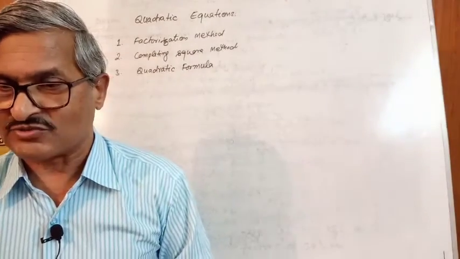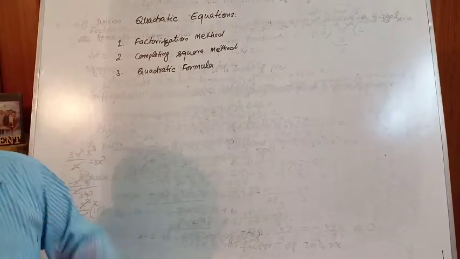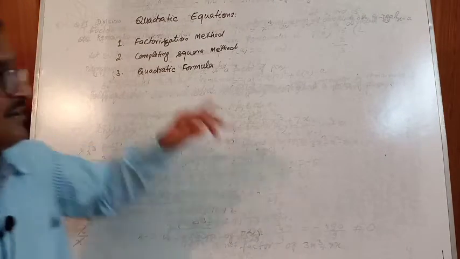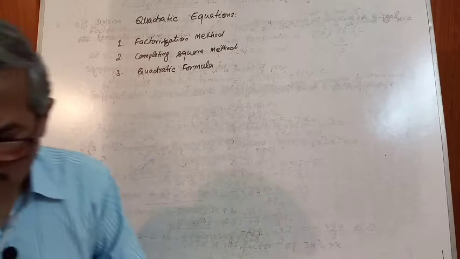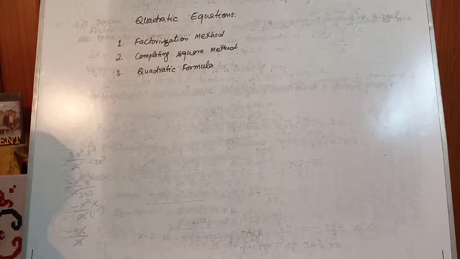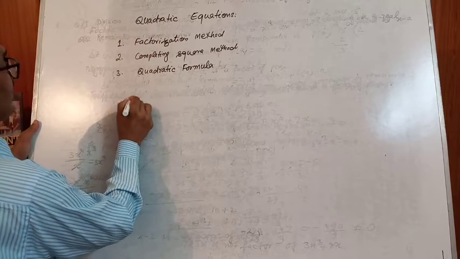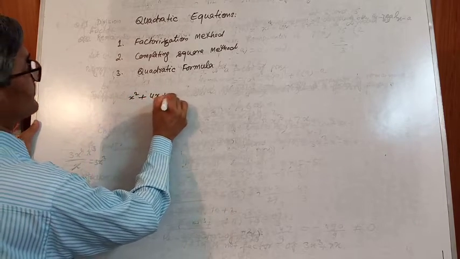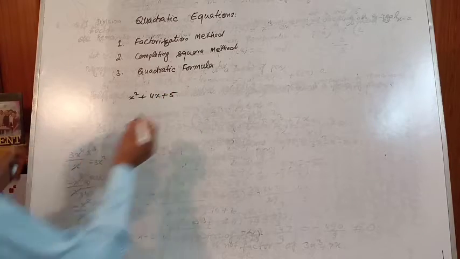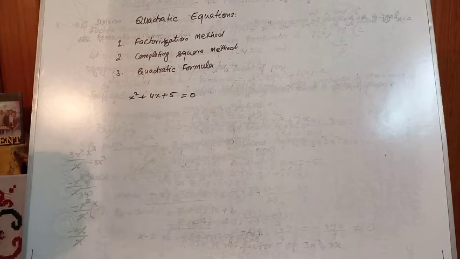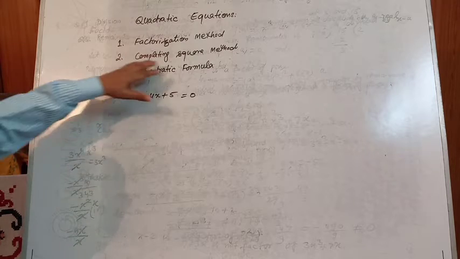The quadratic equations which we are not able to factorize, we can solve with the help of the completing square method. So we will take one example and see how it is. Completing square method. Suppose the example x square plus 4x plus 5. This is the equation, and we are going to solve it with the help of the completing square method.